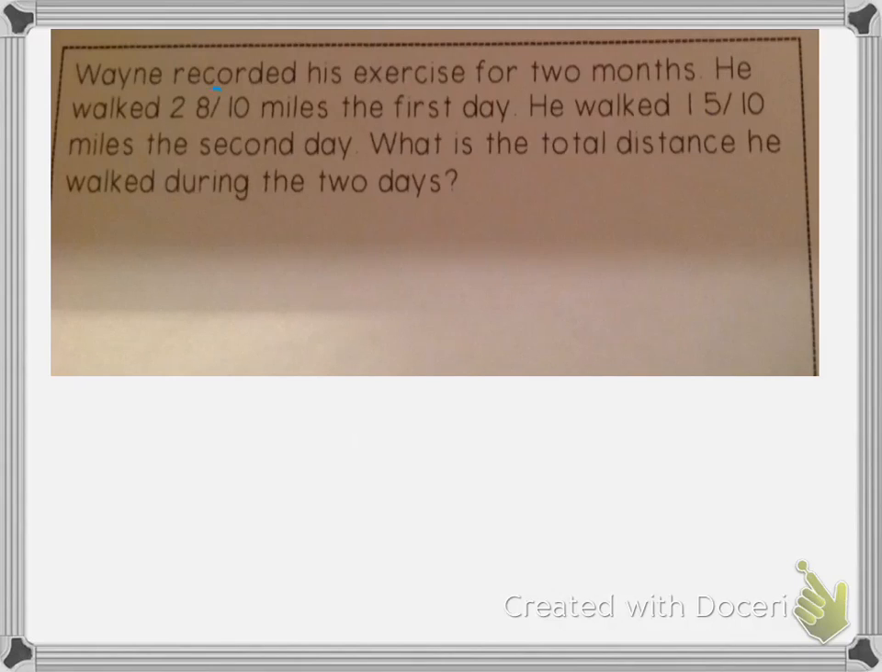So here's our first number and our second number. It tells me that he recorded his exercise for 2 months, but that number is not really important for solving the problem. My important numbers are 2 8/10 and 1 5/10. Then an important word here is the total distance. So we want to add. We need to find the total. We need to combine them.